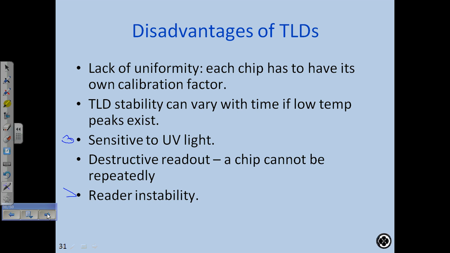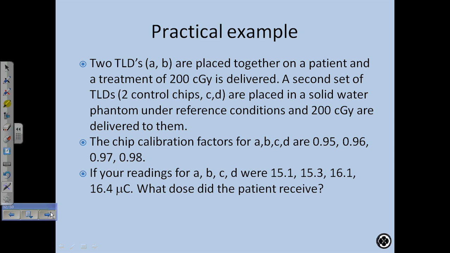Here's a practical example. We have 2 TLDs. We usually use 2 because we want to take an average. So 2 TLDs, called A and B, are placed together on a patient. They're usually in these little tiny envelopes. We stick them in the envelope, and they're very close to each other. We put them on a patient, and we treat the patient to 200 centigray. Then a second set of TLDs, these are the control chips. We always have control chips when we're using TLDs. They're placed in a solid water phantom under reference conditions, and we give them 200 centigray, a known dose. So the control chips are chips that have a known dose.